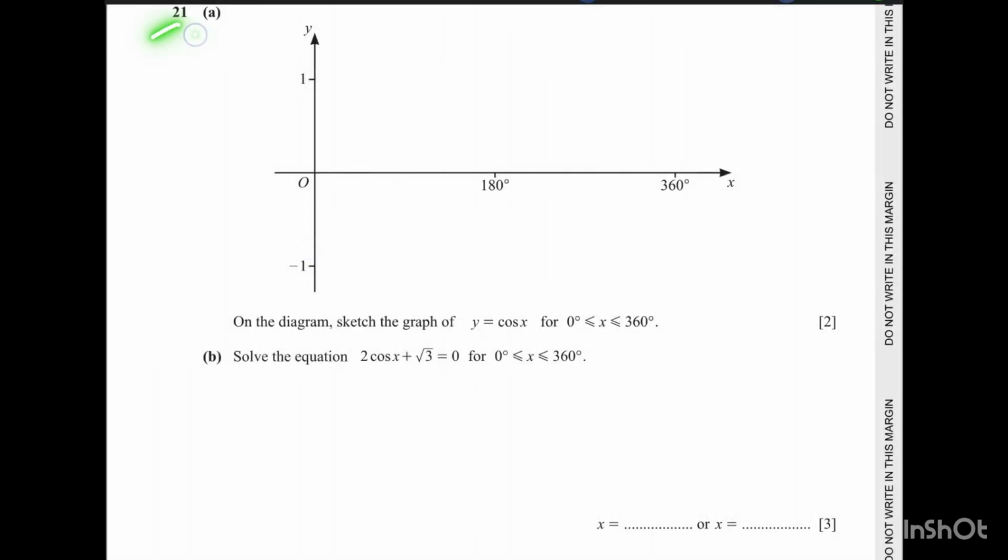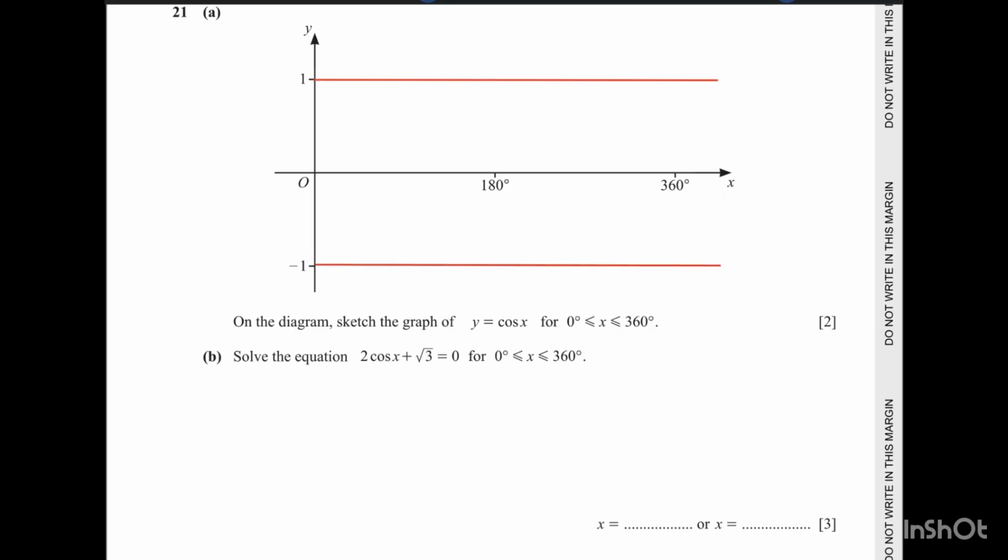Question 21. A. On the diagram, sketch the graph of y is equal to cos x for 0 less than or equal to x less than or equal to 360. So whenever the cos function is asked on the graph, you have to make some changes here. Draw one straight line using your pencil and ruler. Draw the straight lines so that you can make your graph up to the mark.